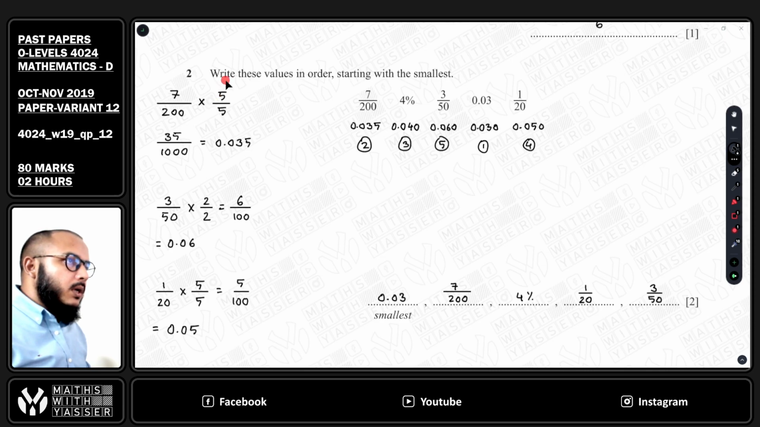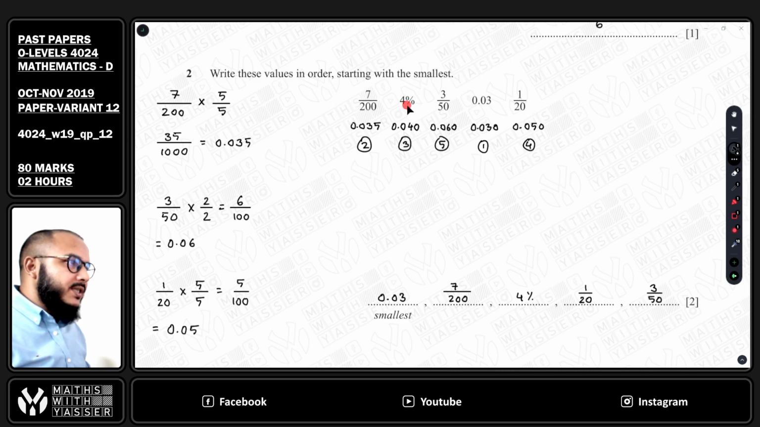Question number 2. Write these values in order, starting with the smallest. So these are the numbers, we need to arrange them. So 7 over 200, I'm changing this fraction, but keeping the same value, of course. If I multiply both the numerator and the denominator by 5, I'll get 35 over 1000, which is 0.035.